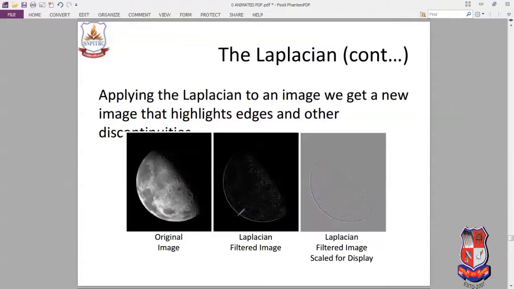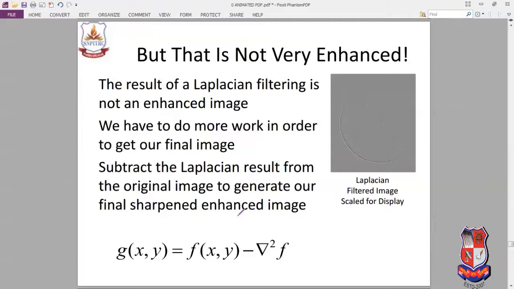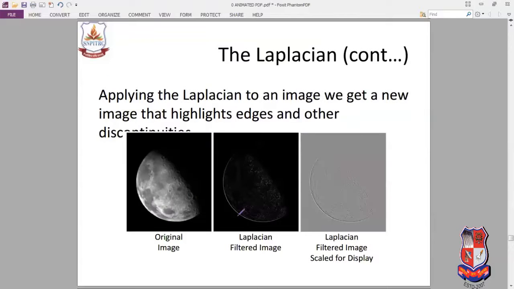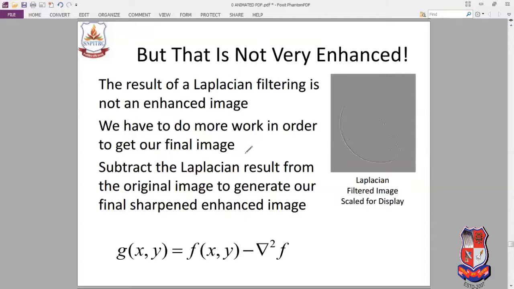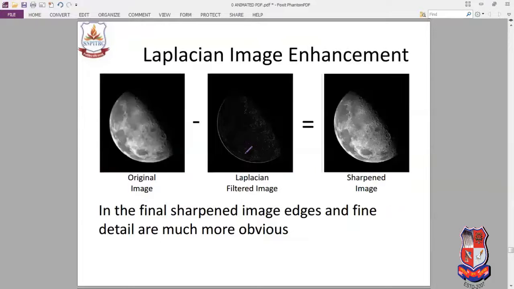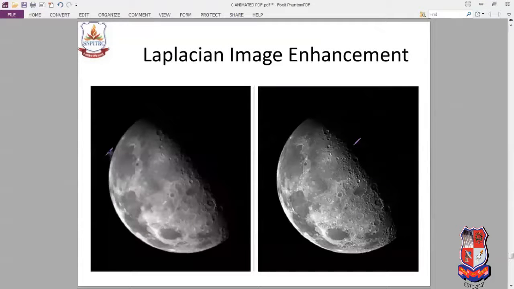So high frequency components are visible. Now since we have used the negative centered filter, we are going to subtract this from the original image. This is the original image, and we are now subtracting the Laplacian filtered image, and we have the sharpened image. When you compare these two, you can very easily see that the high frequency components are very much visible here. So this image is obviously much more enhanced as compared to the original image.